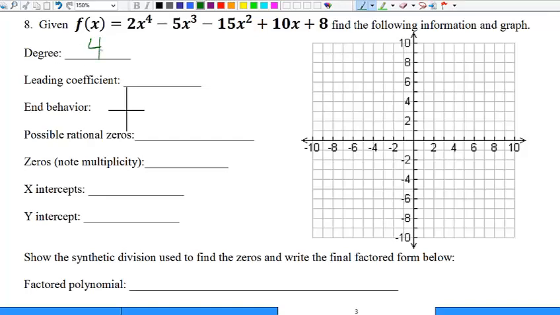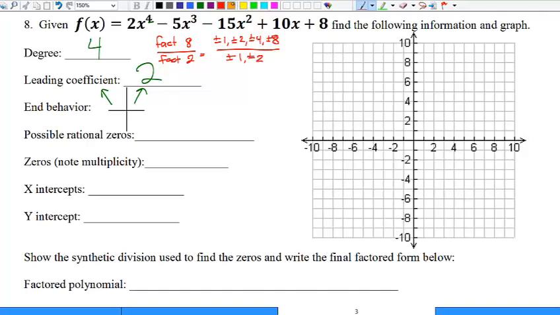My degree is 4, because that's the highest exponent. The leading coefficient is 2. Because my degree is even and my leading coefficient is positive, that tells me up and up. I get the possible rational zeros by taking the factors of my constant term, 8, over the factors of my leading coefficient, which is 2. The factors of 8 are plus or minus 1, plus or minus 2, plus or minus 4, and plus or minus 8. The factors of 2 are plus or minus 1 and plus or minus 2.